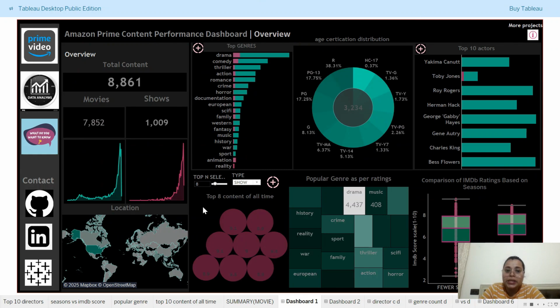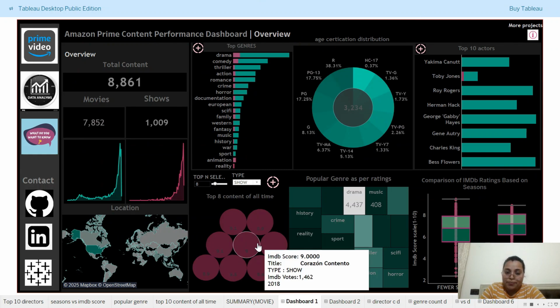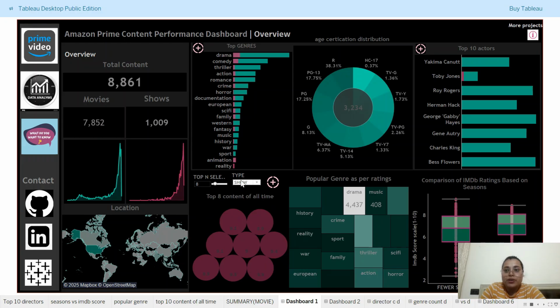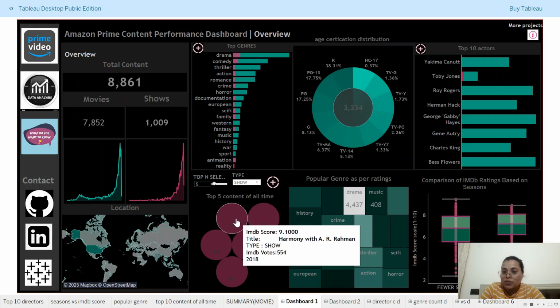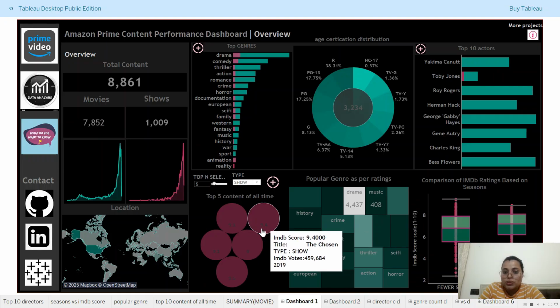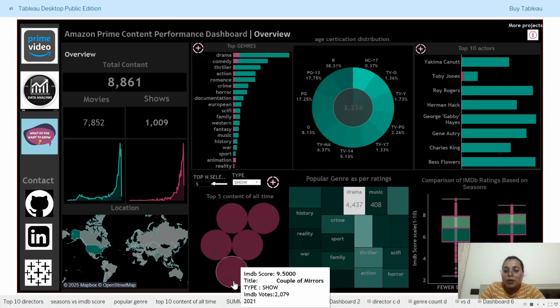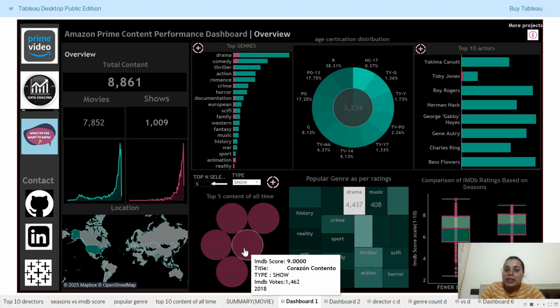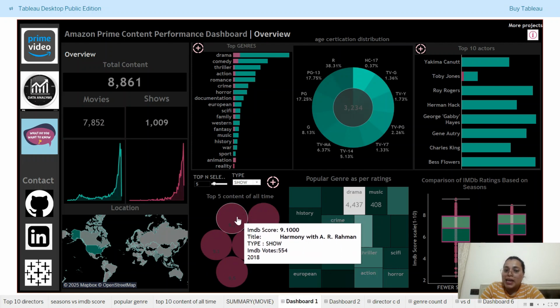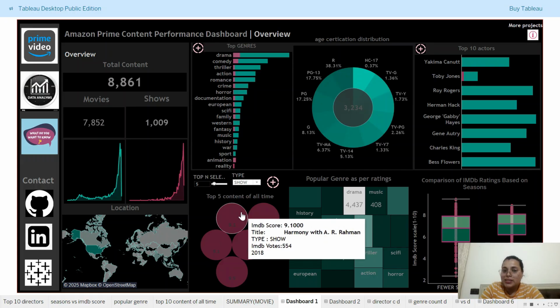Let's talk about the top content of all time. I have used some filters over here. This is basically a top-N selector. If you select top 5, and if we talk about the shows, there is Harmony with AR Rahman, then The Chosen, then the Grazone Contento, then Couple of Mirrors. So these are the 5 shows that are likely to be higher in ratings.